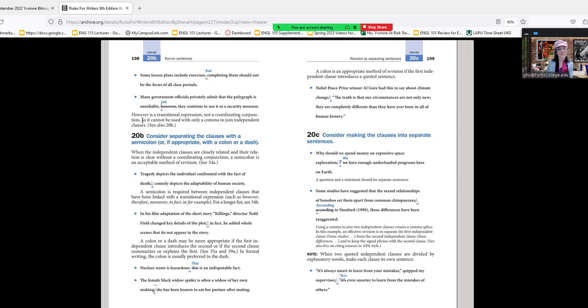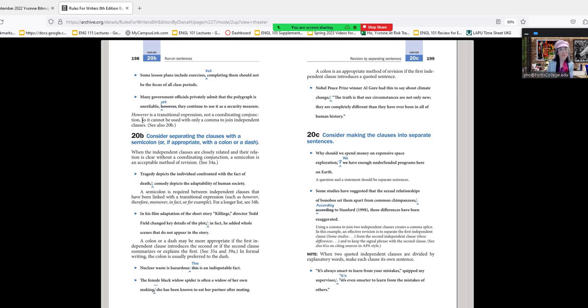Oh, there's no comma after a FANBOYS conjunction, right? So with FANBOYS, you only have the comma before the coordinating conjunction. But if you use however, then you have to have a semicolon and then a comma afterwards. So consider separating your clauses with a semicolon.